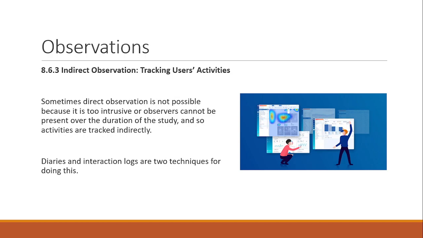So next, we have indirect observation. With direct observation, there are participants and observers. Indirect observation refers to tracking the user's activities. Sometimes direct observation is not possible because it is too intrusive or observers cannot be present over the duration of the study. And so activities are tracked indirectly. So usually the users are not aware that they are being observed.